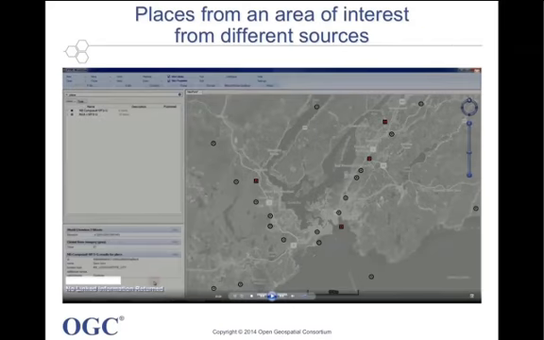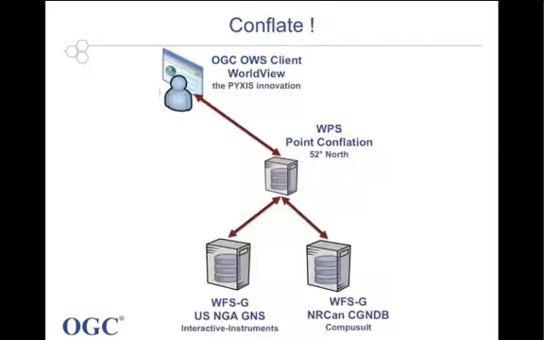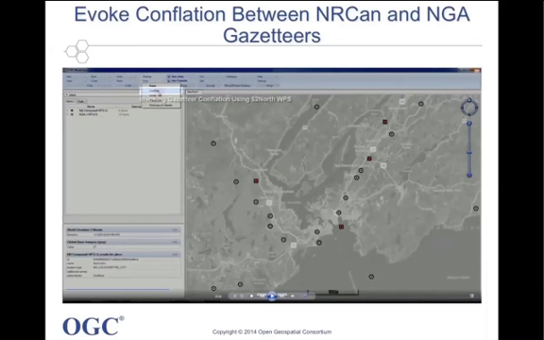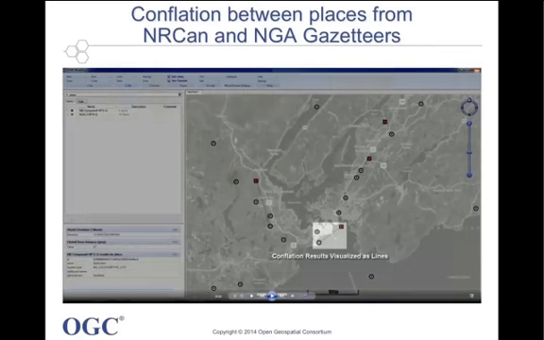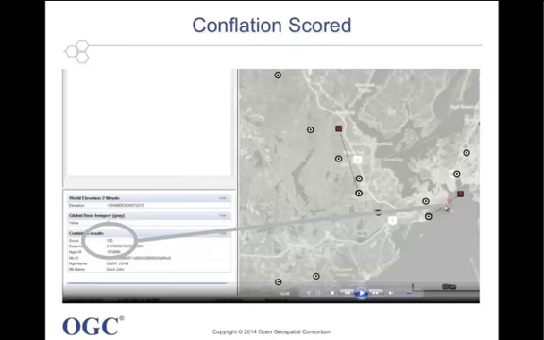So similar as we did before, we use conflation, and in this case we're going to use again the 52 North conflation that is going to conflate between these two gazetteers. So we invoke the conflation between these two gazetteers using WorldView client, and we get some results. In this case, the result was represented with a line that presented that two of these points were related, and you can see more information about this relation in the left side.